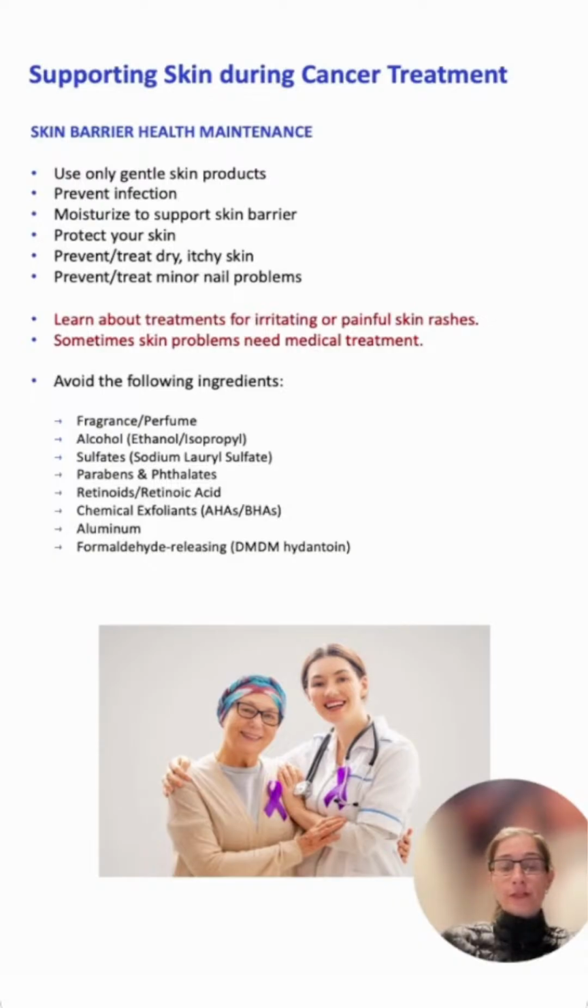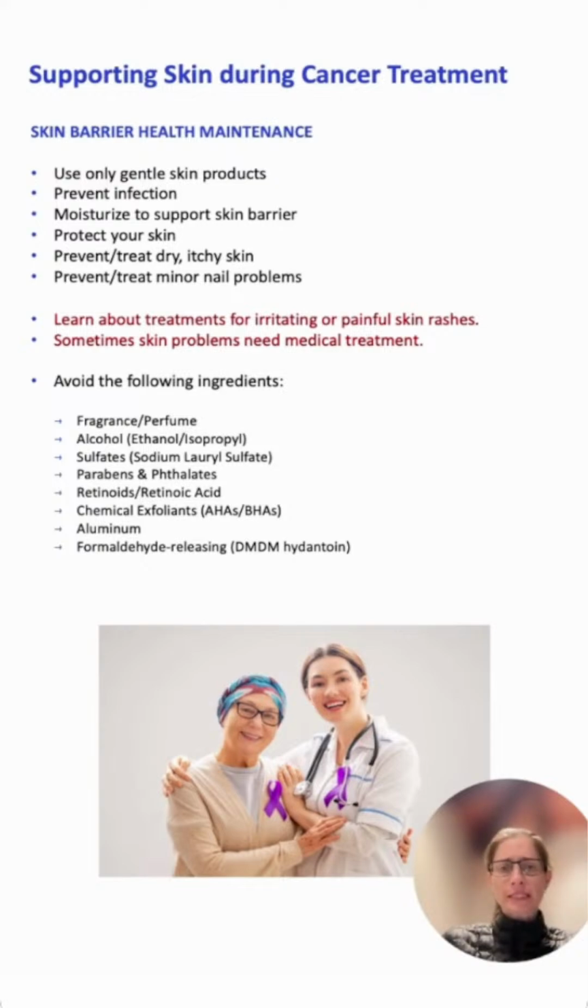Learning about treatments for irritating or painful skin rashes is also important because some skin problems may need immediate medical treatment, especially infections. Some doctors may give you a limited-time medicated cream, such as a topical corticosteroid. Don't use those for more than a couple of days and then talk to your doctor again, or antibiotics or oral corticosteroids that you may take as a pill.